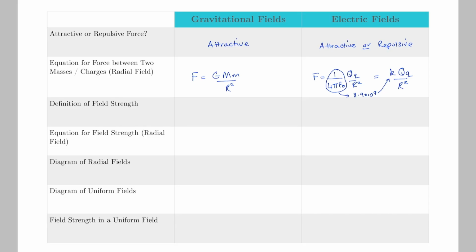We then look for the definition of field strength. So the definition of field strength with gravitational fields is force per unit mass.